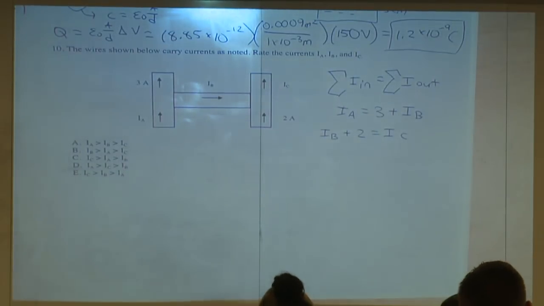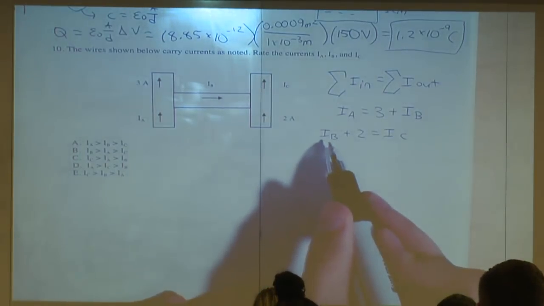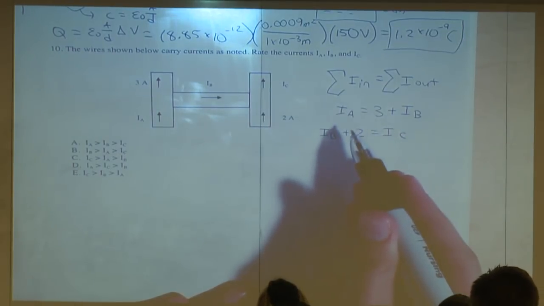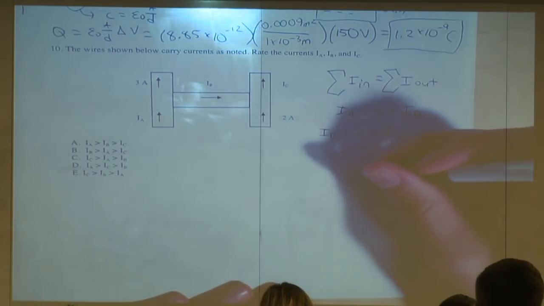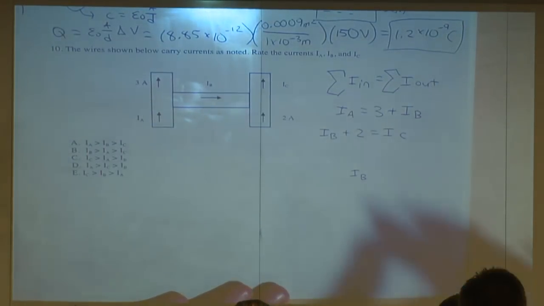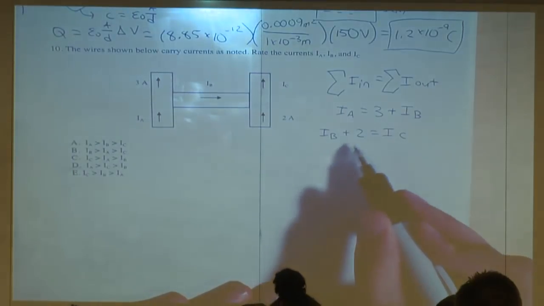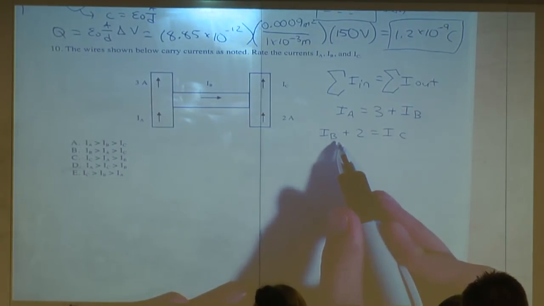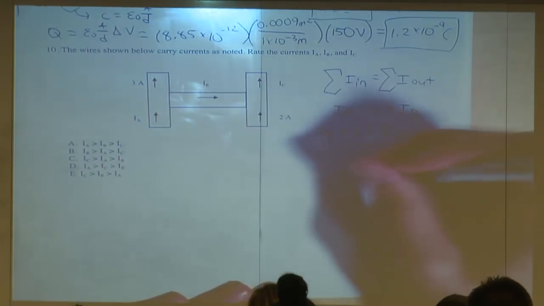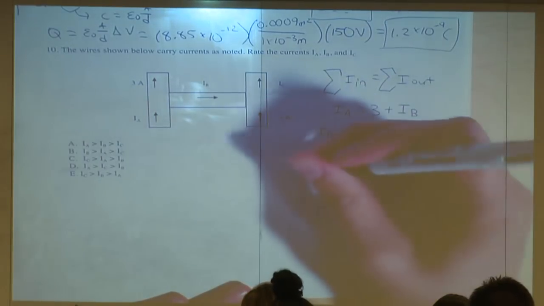Okay, so now if we want to rank them, we can tell by looking at this that IB should be the smallest, right? Because IB plus 2 equals IC, but IB plus 3 equals IA. So IB should be the smallest, just because you have to add stuff to get IC or IA. And then IC will be in the middle because, like I said before, IB plus only 2 is IC, but if you add 3 to IB, you get IA. So IA would be the biggest, and IC would be in the middle.